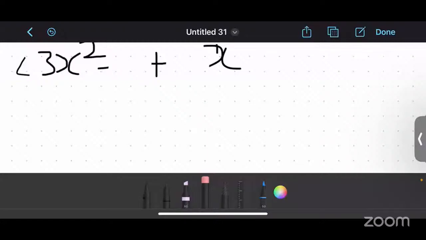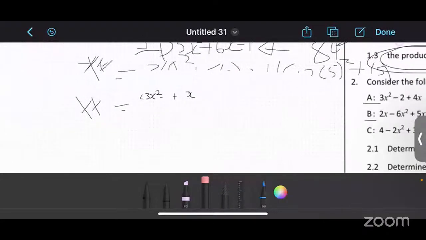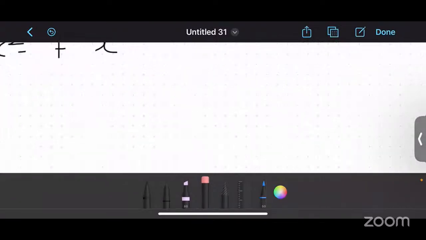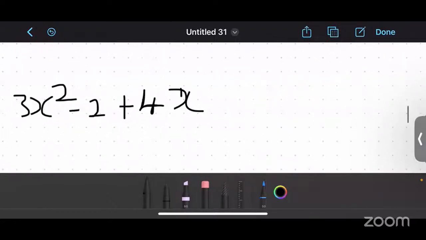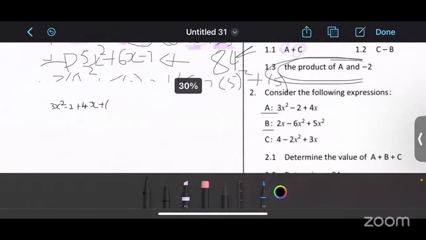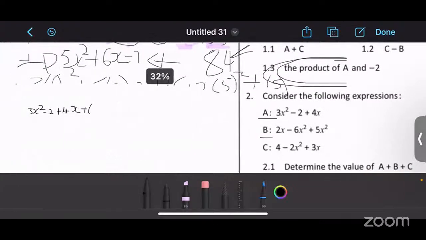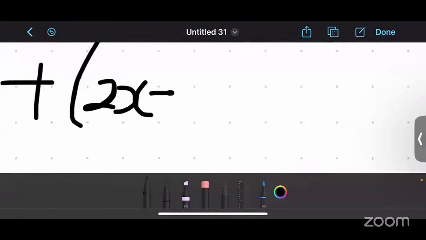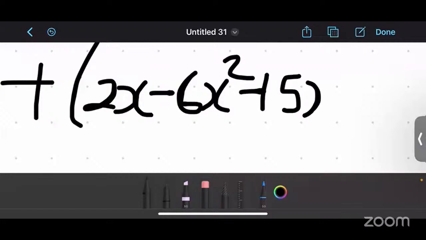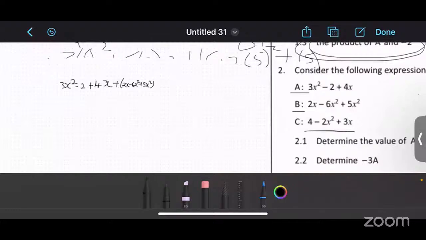And did you guys get the value for, wait, why is my marker not marking? Oh, okay, so I had to do this. So I'm just trying to make sure that everything fits here. So minus 2, 4x, and then they say plus, in the brackets, 2x minus 6x squared plus 5x squared, close the bracket. And again, what do I have? I have 4 minus 2 plus 3.